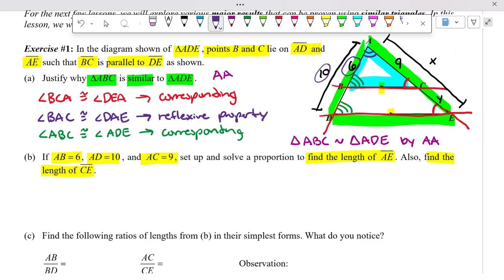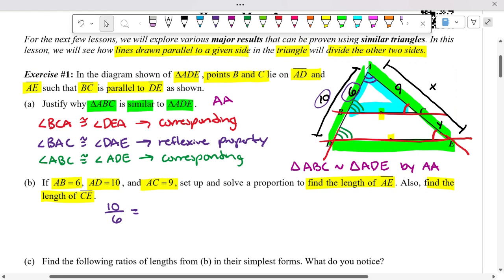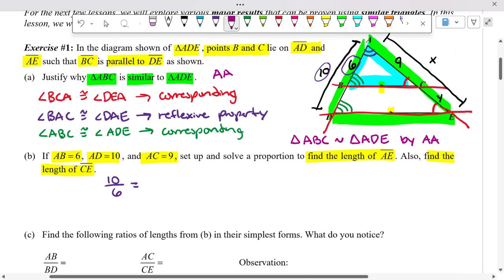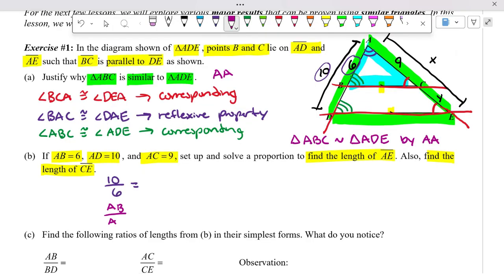Now, it doesn't matter which way you set it up, as long as whatever we set up for the first proportion, we keep it consistent with the second. All right. So I'm just going to continue doing big over small. So I'm going to do 10 over 6. And I want to set it equal to my second proportion. So that's where I'm going to do AE and AC. So the first proportion is AB over AD. Nope, backwards, sorry. AD over AB.